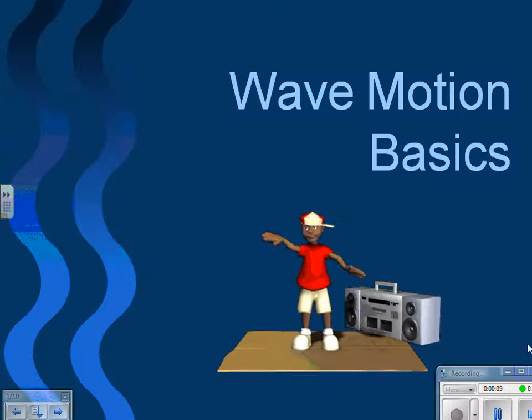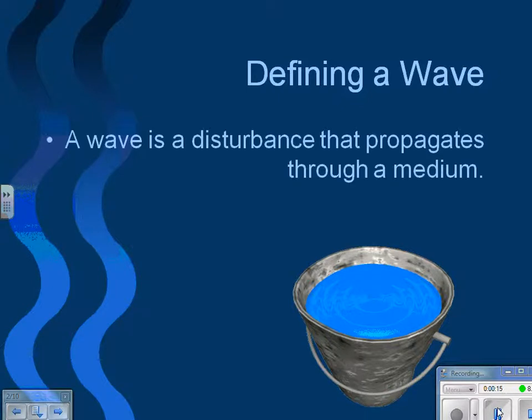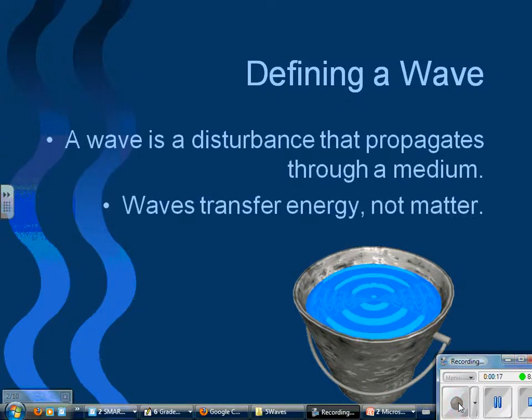So wave motion basics. A wave is a disturbance that propagates through a medium. That means basically it moves through a medium. Most important misconception about waves: waves transfer energy, not matter.